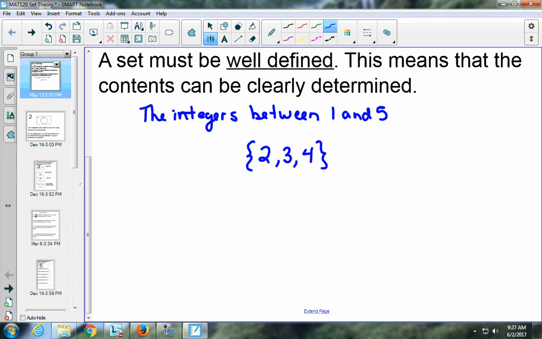And when we say a set must be well defined, it means that when I describe it and you describe it, we have to describe the same things. So if I just said something like the set of good movies, that is not well defined. Because what I think is a good movie, you might not think is a good movie. But if I say something like the set of all movies that have won an Oscar, it's well defined. We can clearly look up what movies have won Oscars and what movies have not.